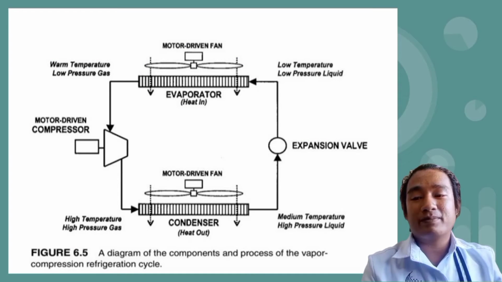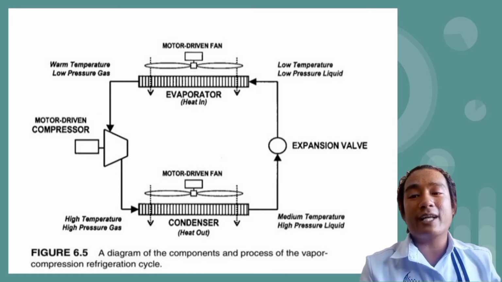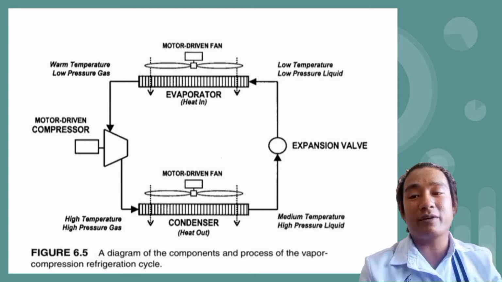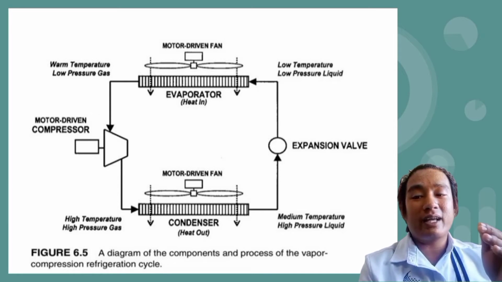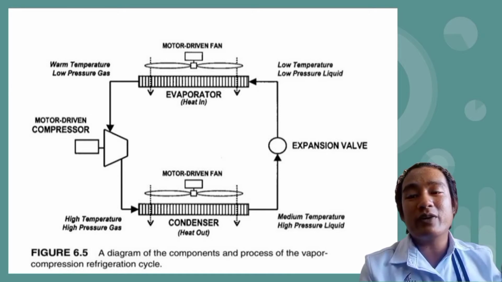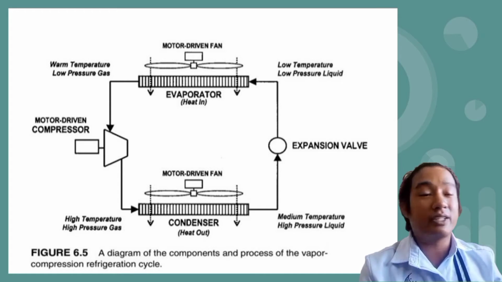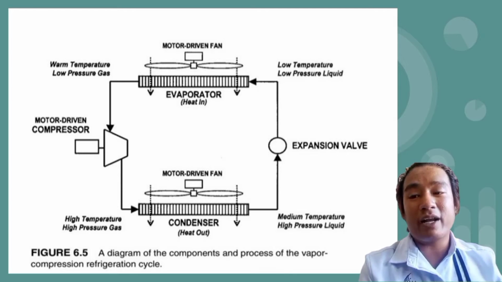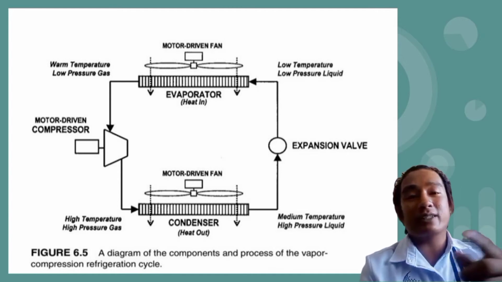The next slide is the diagram of the components and process of the vapor compression refrigeration cycle. So the motor fan is attached to the room, where the heat will be removed and get inside the evaporator. Then it becomes a warm temperature, low pressure gas, and it will go to the motor driven compressor. Then the compressor will compress the gas, and when it compresses the gas, it releases high pressure, high temperature gas. And then the motor driven fan will release the heat outside the condenser. Then in the condenser, medium temperature, high pressure liquid will go inside and go to the expansion valve, and from the expansion valve, low temperature, low pressure liquid will go back to the evaporator and will release cold air, and then the process goes on and on.